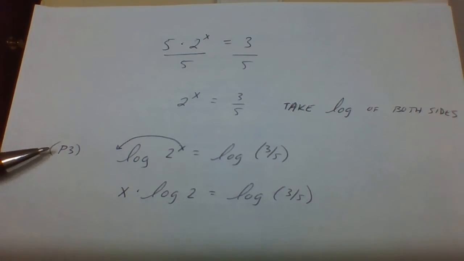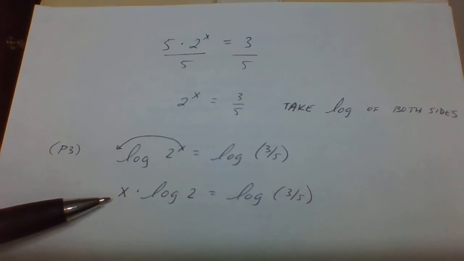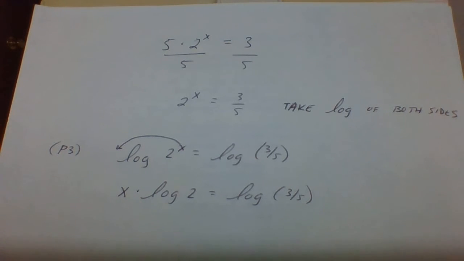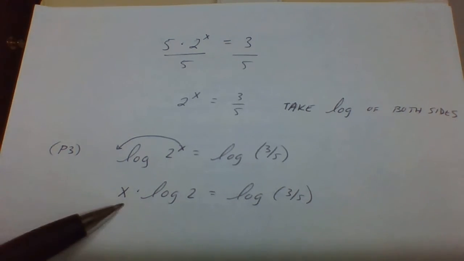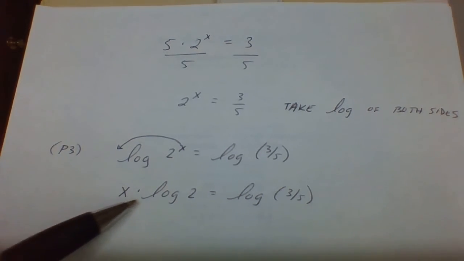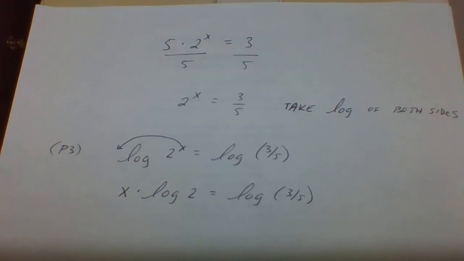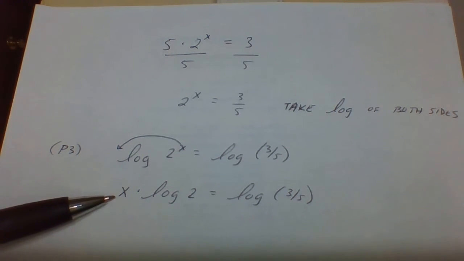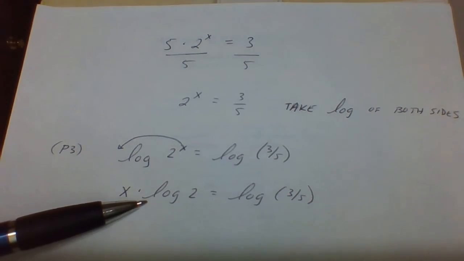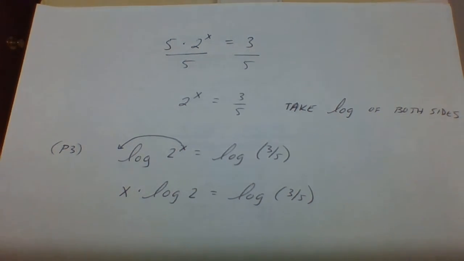So here I've used property 3, and now my equation is going to read x times log of 2 equals log of 3/5. And what I've done is now I've created a multiplication step on this side. And keep in mind that log of 2 is all one thing. That's a number. You can type it into your calculator and get a decimal of some sort. Right? So if I'm solving this for x, I want to go ahead and divide by log of 2, and I'm going to do that to both sides.